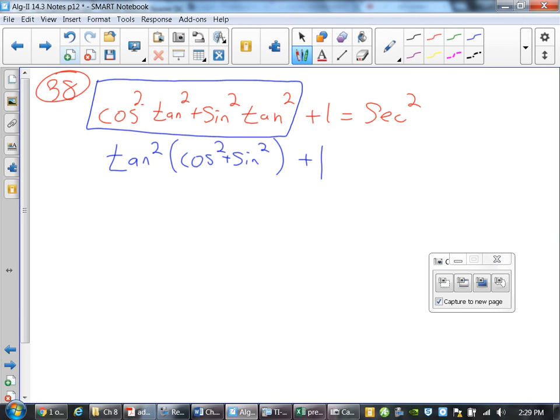What's cosine squared plus sine squared? What's tangent squared times 1? So we have to do group factoring now too. This is awesome. Again, it wound up being 2 steps. And it was one of those things that was hidden within the problem.